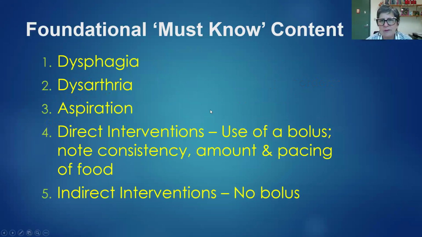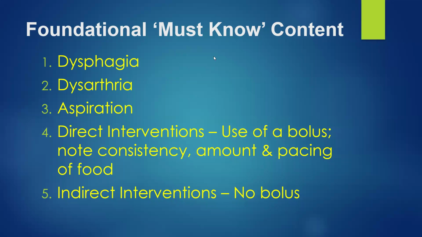Okay, so this foundational must-know content begins with some terminology. So dysphagia and dysarthria. Can someone tell me what dysphagia is? Difficulty swallowing. Yes, so that's swallowing problem. As opposed to dysarthria. What's dysarthria? Difficulty speaking or articulating. Good. So that has to do with the oral motor structures and the musculature that has to do with articulation, right? Or being able to speak.